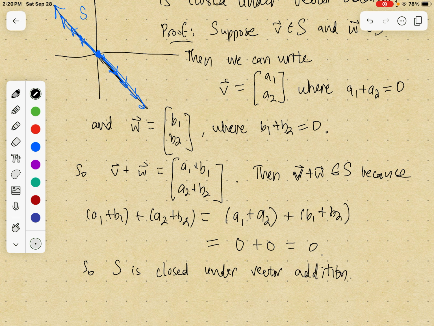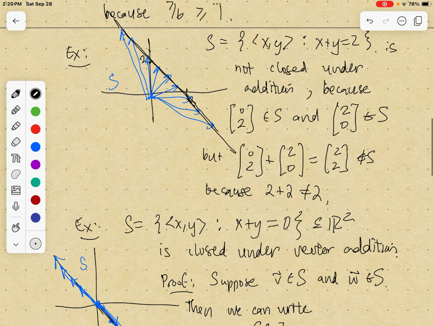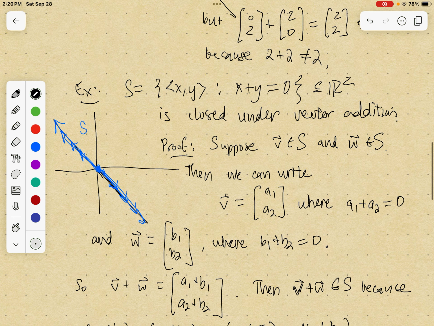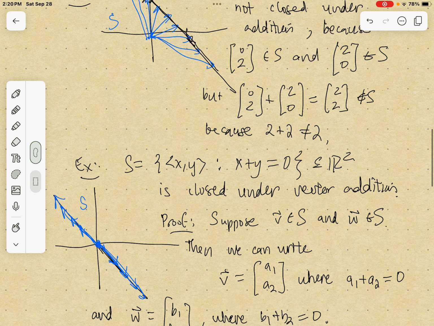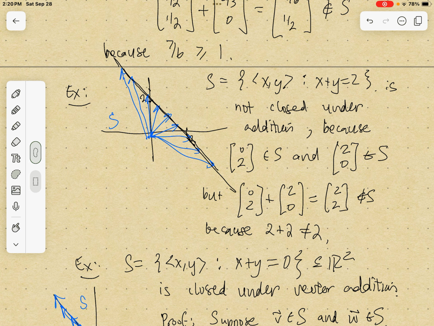So whenever you have a line that goes through the origin, that set is in fact closed under vector addition, but whenever it's not going through the origin, it will not be closed under vector addition. What was critical is the fact that 0 plus 0 is 0, right? This was used in the proof. But if you have vectors where the sum of the components is 2, then when you take two vectors and add them, the sum of the components will be 4, right? So yeah, you won't stay in S.